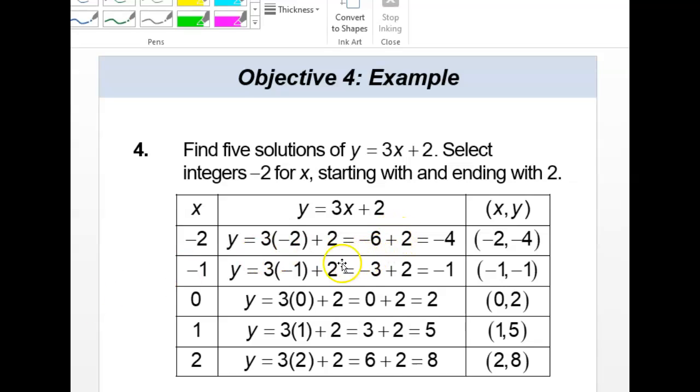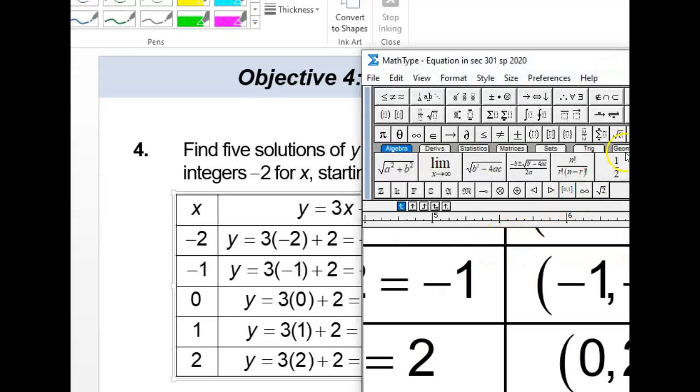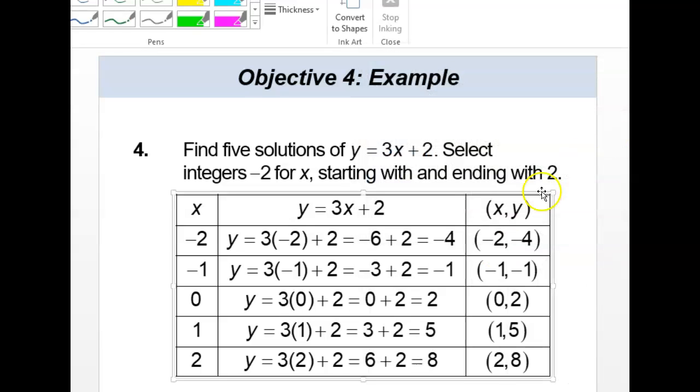So here's another example with a different equation. When you're asked to find 5 solutions, this is what you want to do. If they give you x's, you plug them in to find y, and then you make a point out of the x you started with and the y.